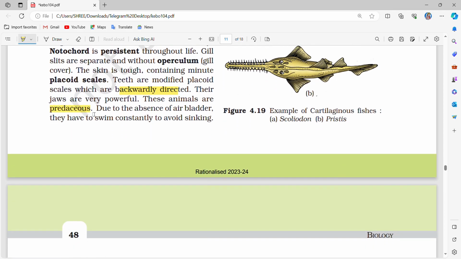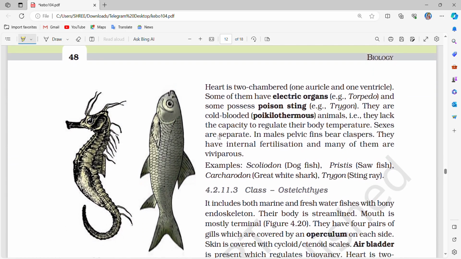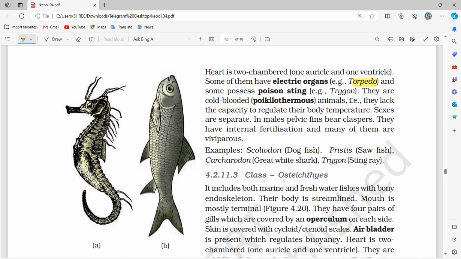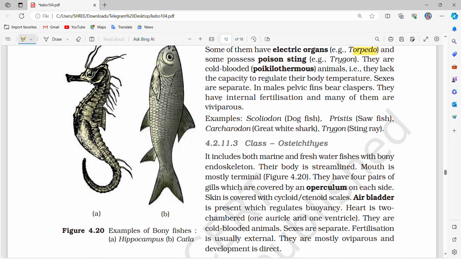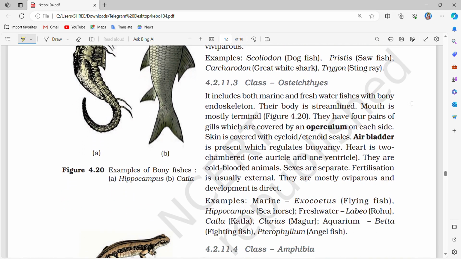These animals are predaceous. Due to the absence of air bladder, they have to swim constantly to avoid sinking. Heart is 2-chambered, 1 auricle and 1 ventricle. Some of them have electric organs, for example, Torpedo, and some possess poison sting, for example, Trygon. They are cold-blooded, poikilothermous animals, i.e., they lack the capacity to regulate their body temperature. Sexes are separate. In males, pelvic fins bear claspers. They have internal fertilization and many of them are viviparous. Examples: Scoliodon, dogfish, Pristis, sawfish, Carcharodon, great white shark, Trygon, stingray.